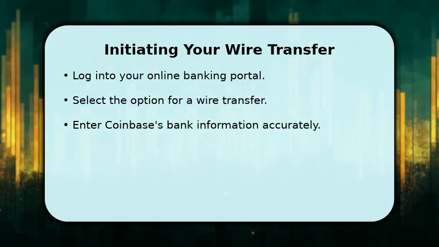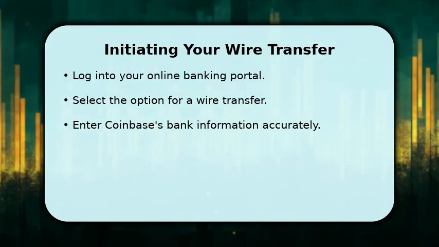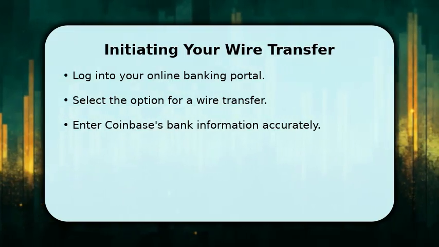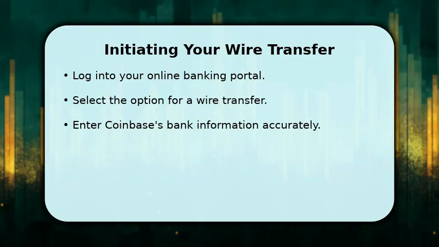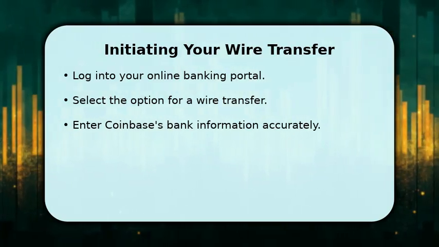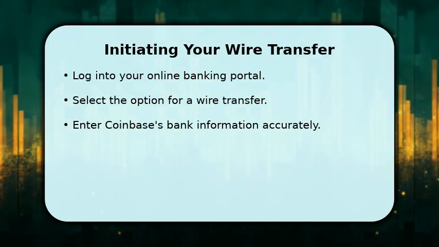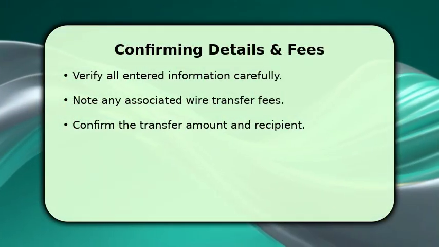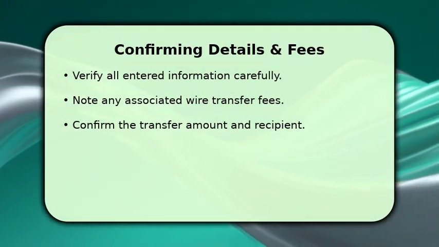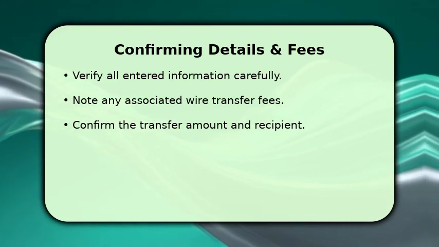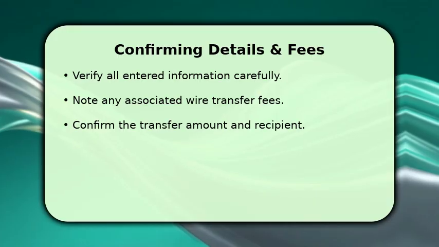You'll need to input Coinbase's specific bank details, including their bank name, address, routing number, and account number. These are found within your Coinbase account under the deposit section for USD. Be sure to include your unique reference code in the memo field. Before finalizing, meticulously review all the information you've entered. Incorrect details can cause significant delays or even loss of funds.